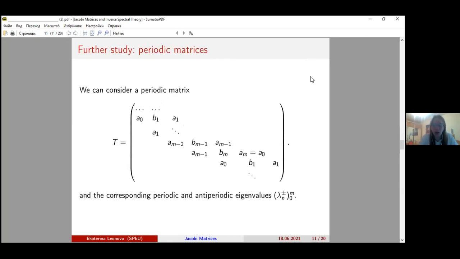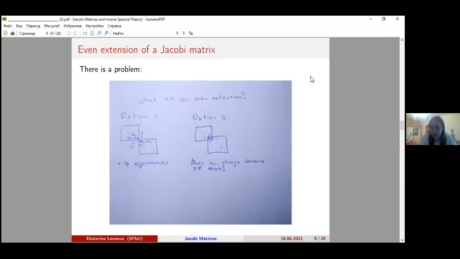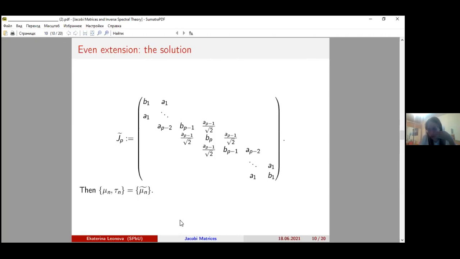So, okay, what can we do now? We can also consider a periodic matrix. I didn't say, but this way, if we consider this matrix, we find out that these two solutions that I was talking about earlier are actually one solution, because we can recover a matrix from this one, or we can make it bigger and then recover it from this one. So it's actually the same.